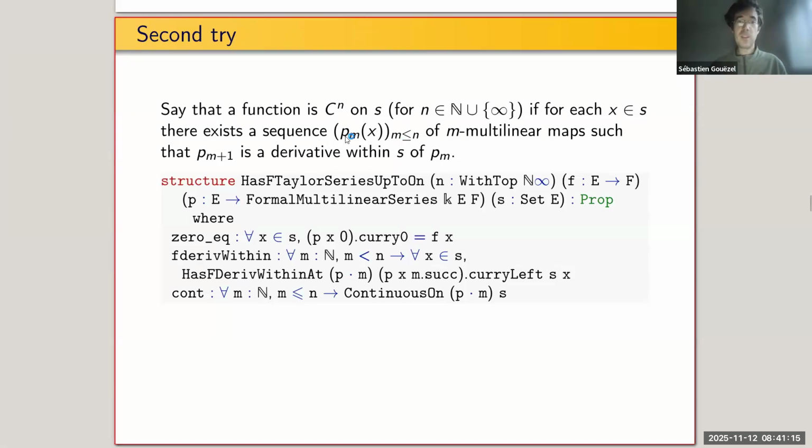Okay, there exists a sequence Pm for m less than or equal to n, and the condition that Pm plus 1 is a derivative of Pm should be for m strictly smaller than n. But you need the sequence up to n, at least if n is a natural number. Thank you, you're absolutely right.